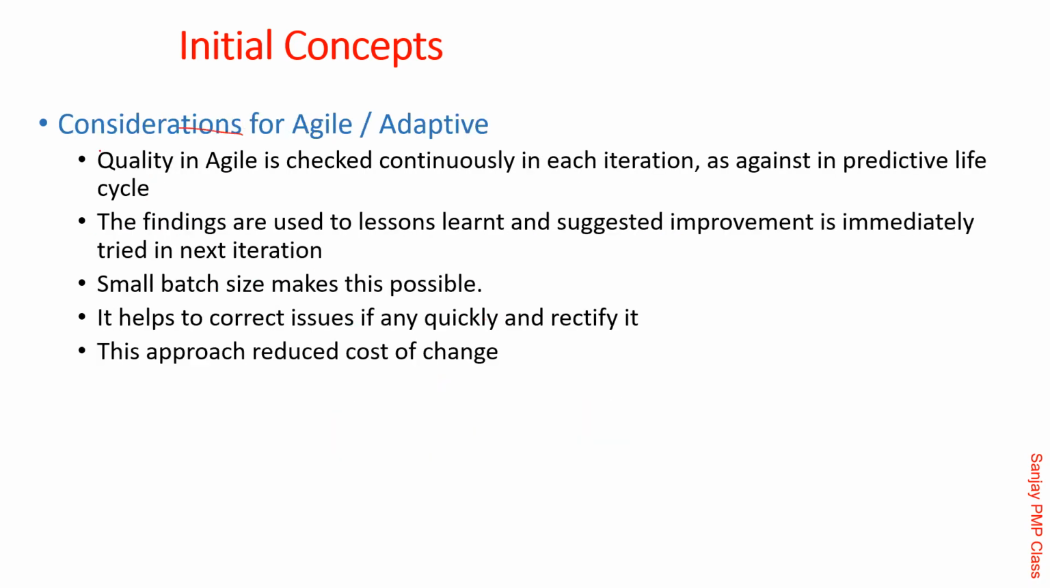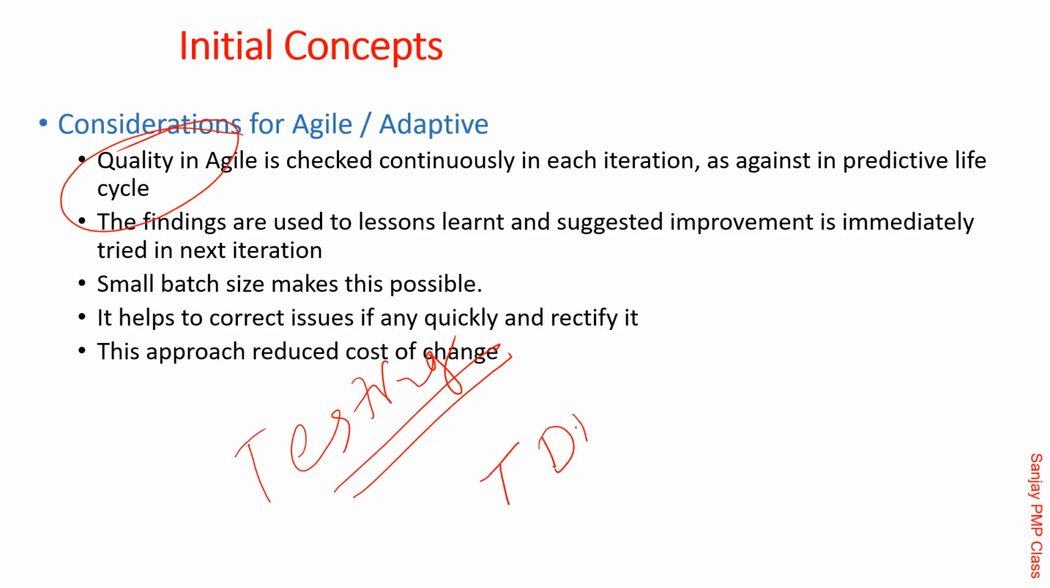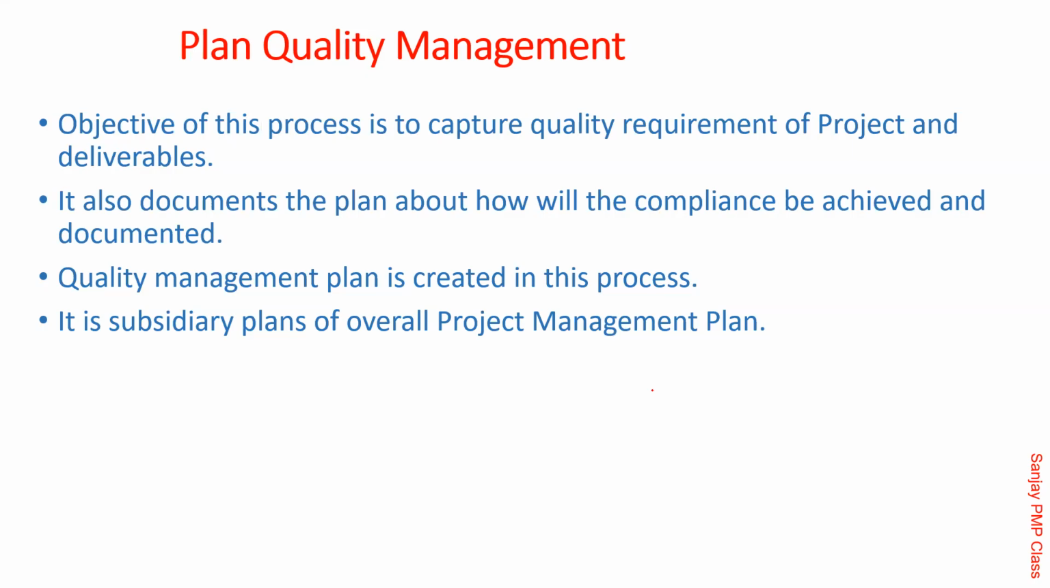In case of Agile, quality or testing is an ongoing thing. It is not a separate testing phase. The moment you are developing something, side by side, you will be testing it. So it is test-driven development, basically. In case of Agile, you continuously do the testing while the products are getting made. Now come the three processes.